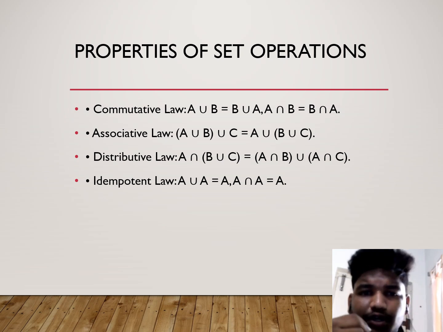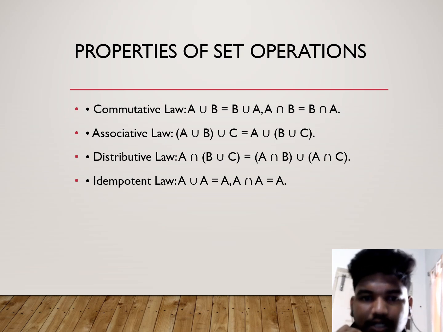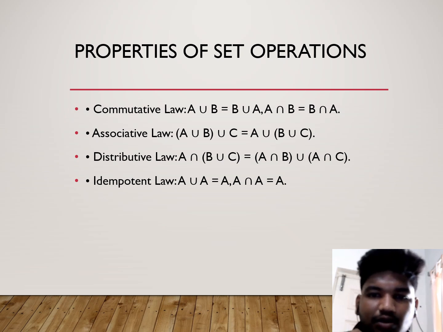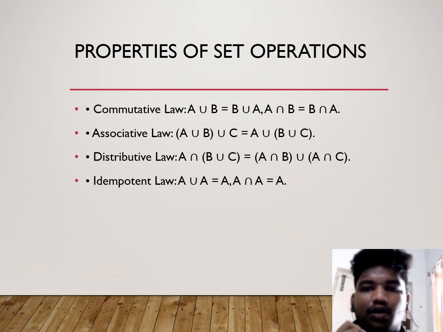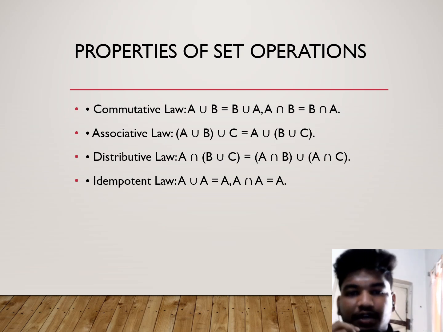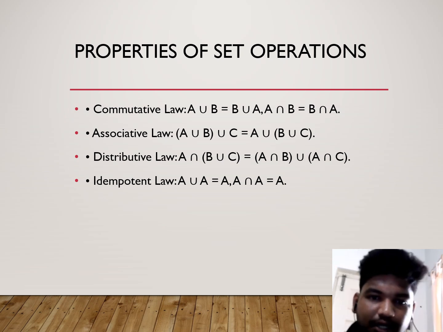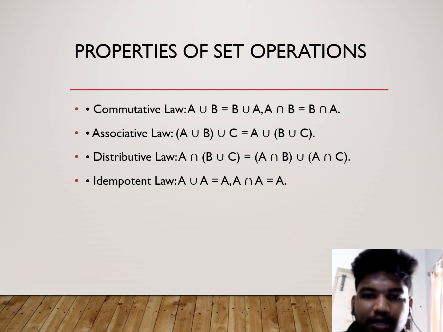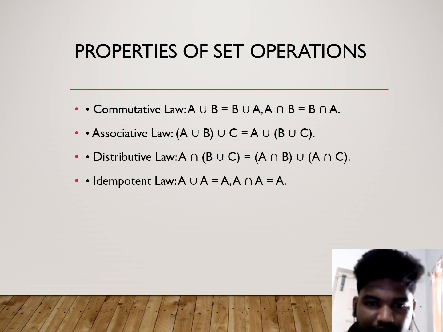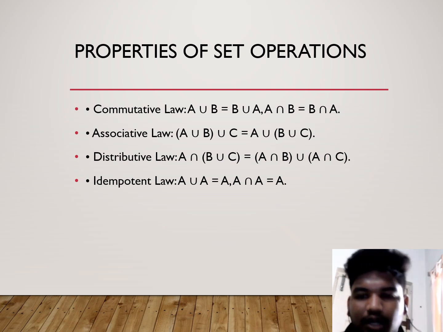And now I am going to explain about the properties of set operations. We have many properties of set operations. Commutative law: A union B equal to B union A. If A union B equals B union A, then it is called the commutative law. Associative law: (A union B) union C equal to A union (B union C). This is the associative law. And another property is the distributive law.